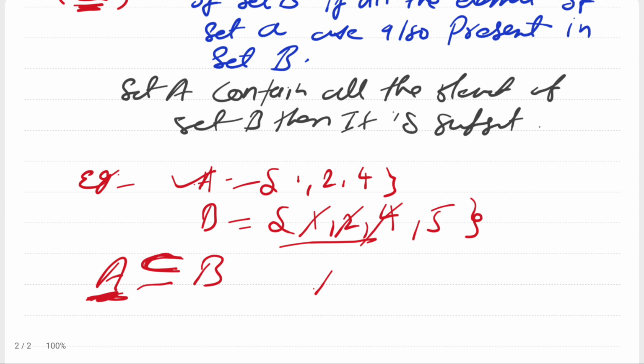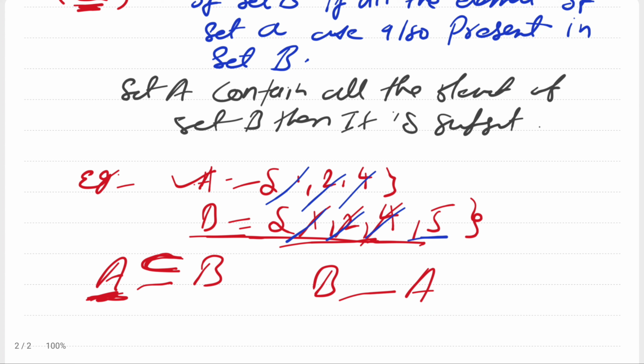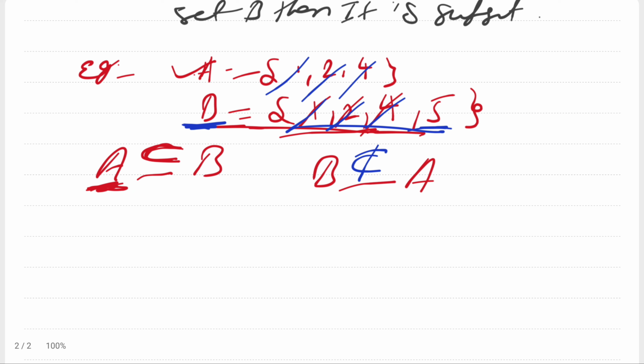But if I ask, is B a subset of A? Whatever elements are present in B, are they also present in A? Let's see. 1 is there, 2 is there, 4 is there, but 5 is not given in set A. So B is not a subset of A, because in B there is the element 5, which is not present in A. So it is not a subset. Is it clear? Take another example.